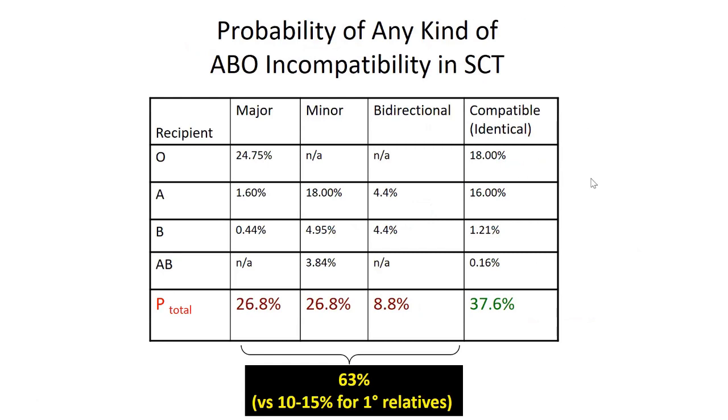The probability of any kind of ABO incompatibility in a stem cell transplant is obviously highest in matched unrelated donors, which therefore may be a confounder in those outcomes compared to matched sibling-related donors. The odds of an ABO suitable donor, ABO identical, is much higher in sibling-related or haploidentical donors. So this probability table helps to explain the expectation of ABO mismatch in the MUD scenario.